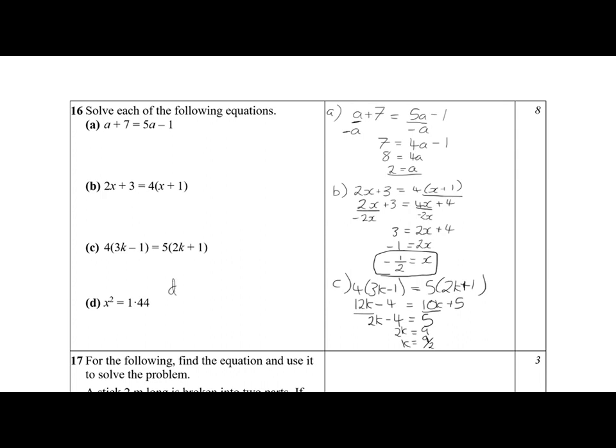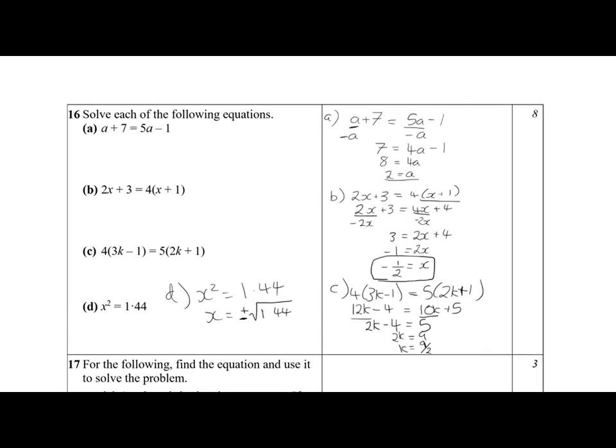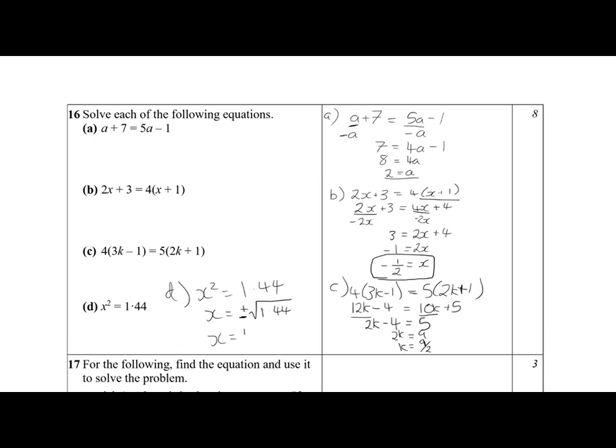Part D, I'll just put here on the left. So x squared is 1.44. Similar to the multiple choice, you have to remember when we've got a squared option, there are two possible answers. One is positive, one is negative, but they will both be the square root of 1.44. When we do that, use a calculator, you might know it in your head, that is 1.2. So x is positive or negative 1.2.